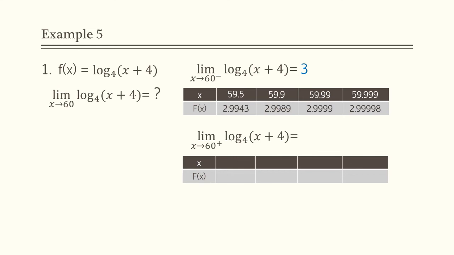On the other side, the first values that I've used are 60.5, 60.1, 60.01, and 60.001 with corresponding y output values of 3.0056, 3.0011, 3.0001, and 3.00001. And we can say that the limit of the function is 3 again. We can now conclude that the limit of the function logarithm of x plus 4 base 4 as x approaches 60 from both sides is 3.